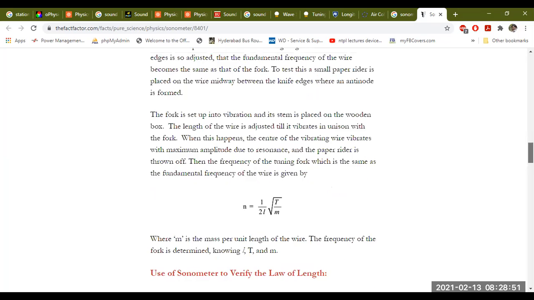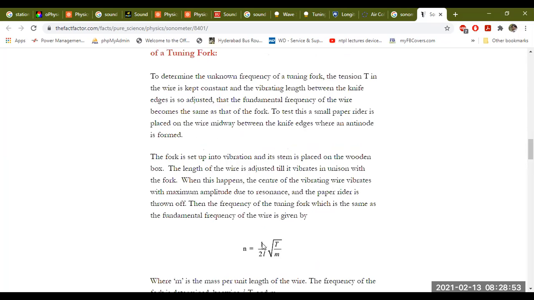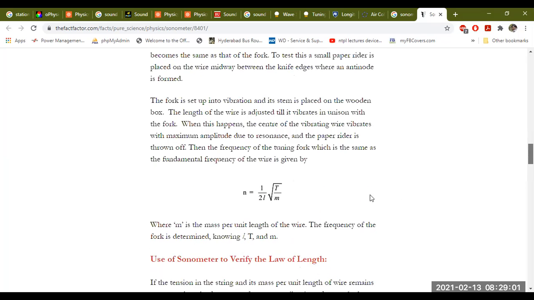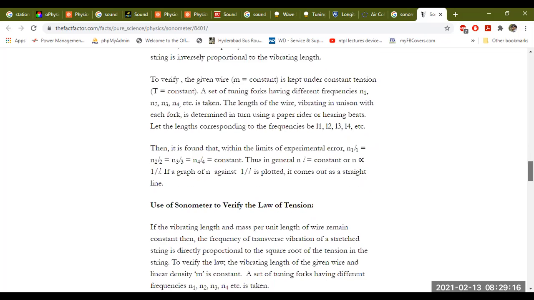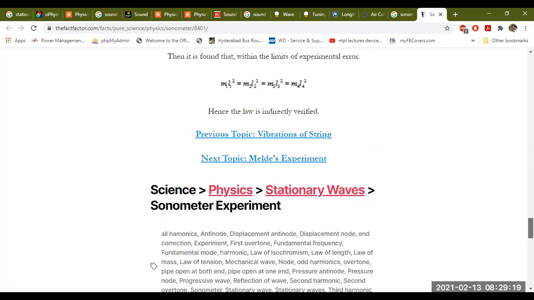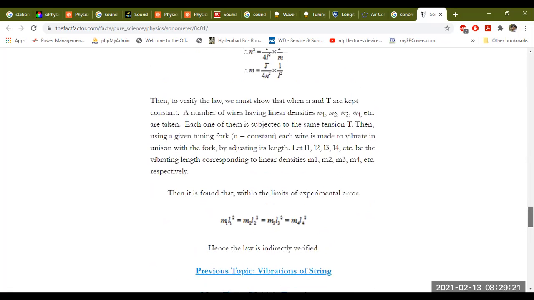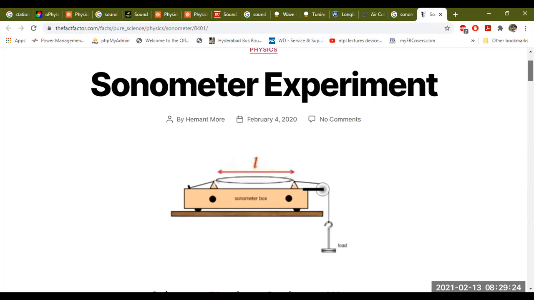What do you know about the expression? We know that frequency is equal to nV by 2L. Now, what do you know about the value of V? V is under root T by mu. So that's why you get frequency equal to n by 2L under root T by mu. That's what the sonometer experiment says. Understood the point?